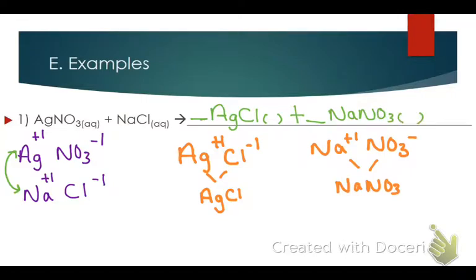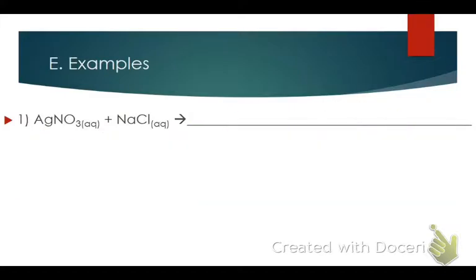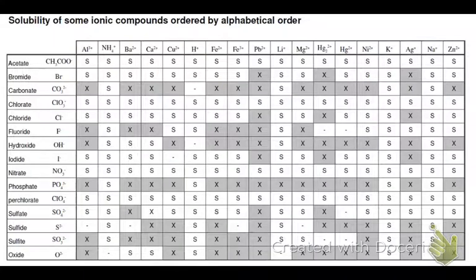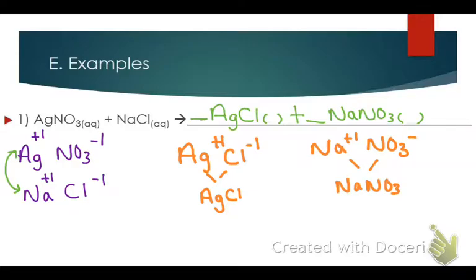So now I'm at the point where I can work on figuring out what my precipitate is. I've changed my screen. Again, across the top here, we're looking for silver. It's in the third to last column. I'm going to find where that intersects with chloride, and when I look in that spot, I see that there is an X. That X means that it formed a precipitate. That is my solid. My other product is, let me look, sodium nitrate.